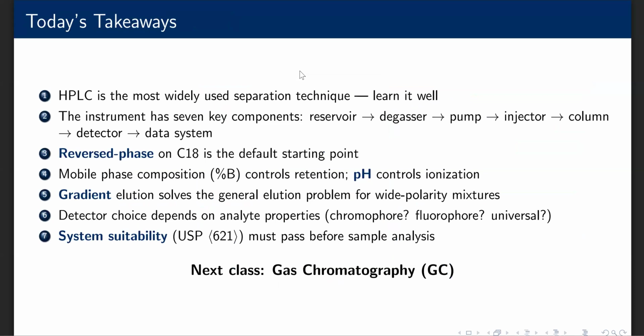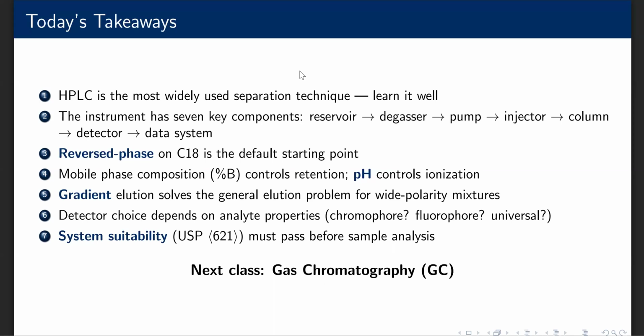Today's takeaways. There are 7. 1, HPLC is the dominant separation technique, which is why you need to invest in understanding it deeply. 2, know every component in the instrument flow path and what it does. 3, start with reversed phase C18. It handles most analytes. 4, percent organic controls k and pH controls ionization state. These are your primary mobile phase levers.